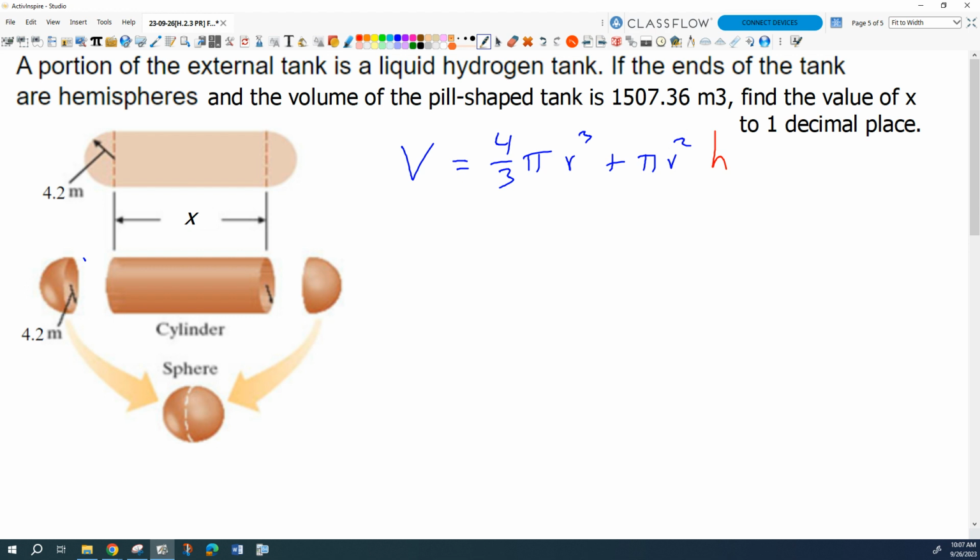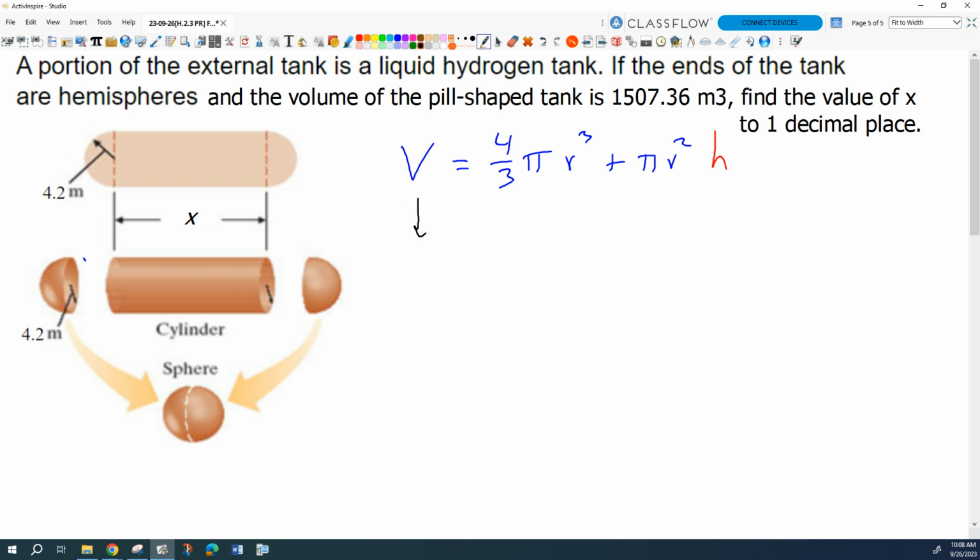Okay, what is it that we're actually solving for here? When we're solving for x, that's h, isn't it? Right? H is x. And r, what's r? 4.2, isn't it? And that's the same radius for both the sphere and the cylinder, correct? Okay, so look, we could plug in a bunch of stuff then, couldn't we? This looks very complicated, but if I'm trying to solve for h, I know what the volume is, and I know what r is. I plug that stuff in, and the only unknown left is h, right? So what do we get?